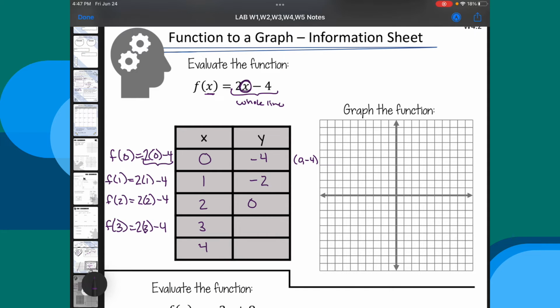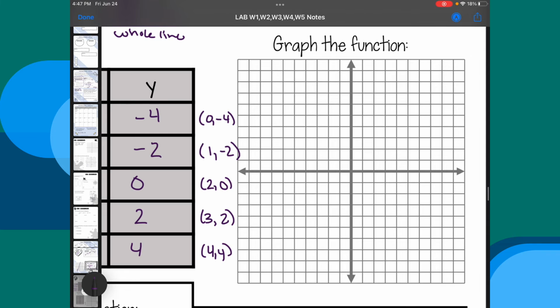Two times 3 is 6. 6 minus 4 is 2. And then f of 4. So we have 2 times that 4, again we're plugging in for that x, minus 4. And that's going to give us 4. So these are 5 points we're going to graph: 0, negative 4, 1, negative 2, 2, 0, 3, 2, and 4, 4.